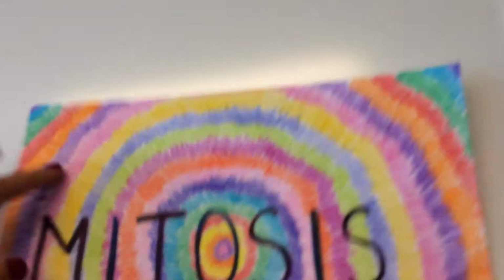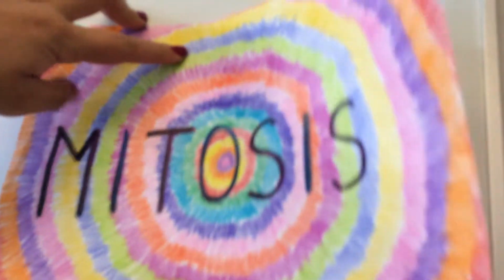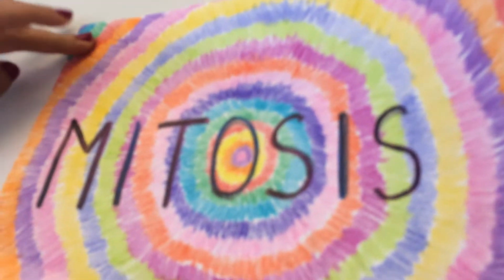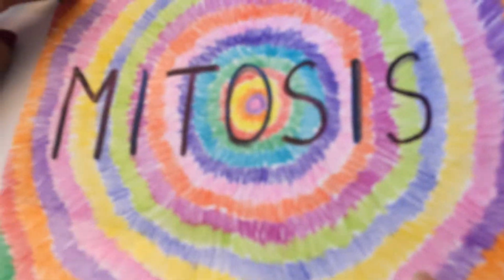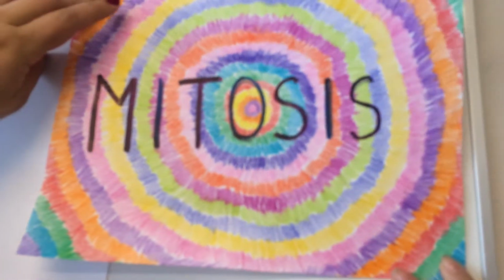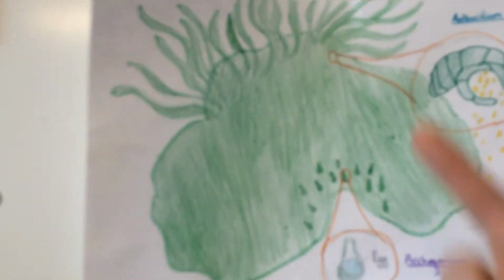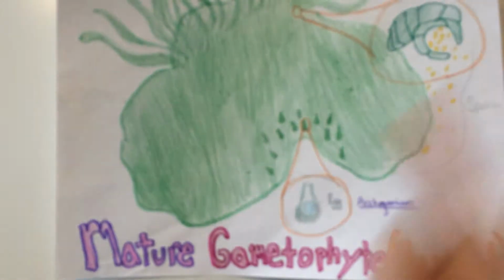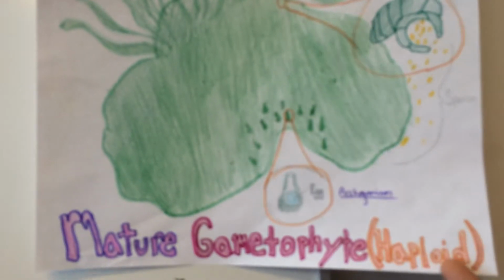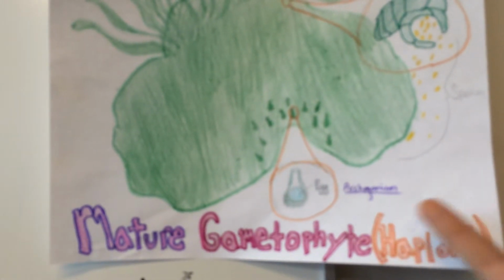Next, we have mitosis. It produces two daughter cells that are identical to the parent cell. If a parent cell is a diploid, which in our case it is, the daughter cell will also be a diploid. The spore becomes the mature gametophyte, which is haploid, and it also contains the archegonium and the antheridium.